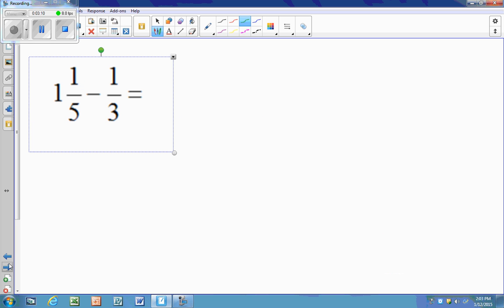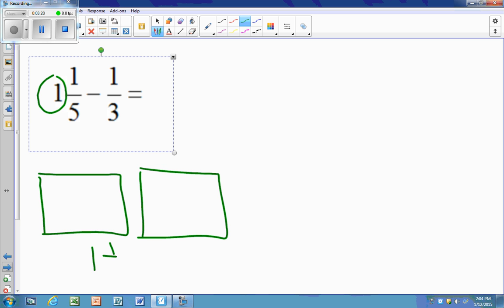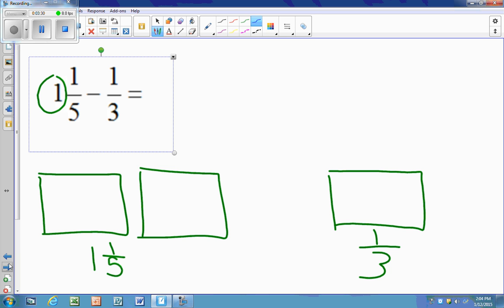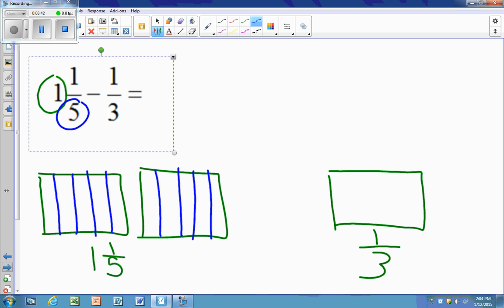Next example we'll go with, which is 1 and 1/5 minus 1/3. This tells me that I'm going to need 2 rectangles to represent that. So we know that will be for my 1 and 1/5. And I'll only need 1 rectangle for my 1/3. So that will represent my 1/3. First thing I'm going to do is look at my first set of rectangles. And I notice that I need to work with fifths. So I'm going to split them up vertically into fifths. Both rectangles will be split up into fifths. And then on my other one, I need to split, I notice, into thirds, so I go horizontally thirds.